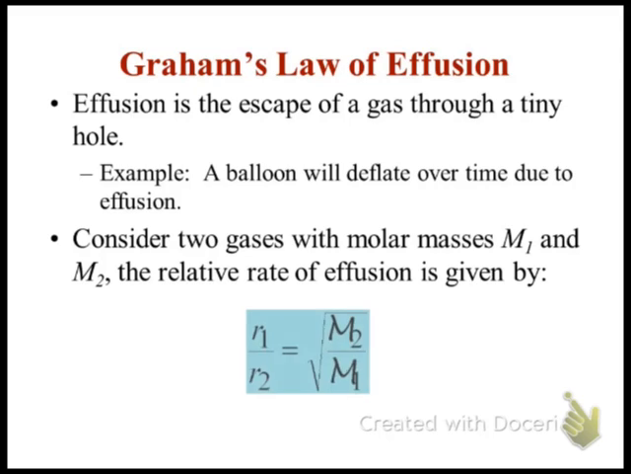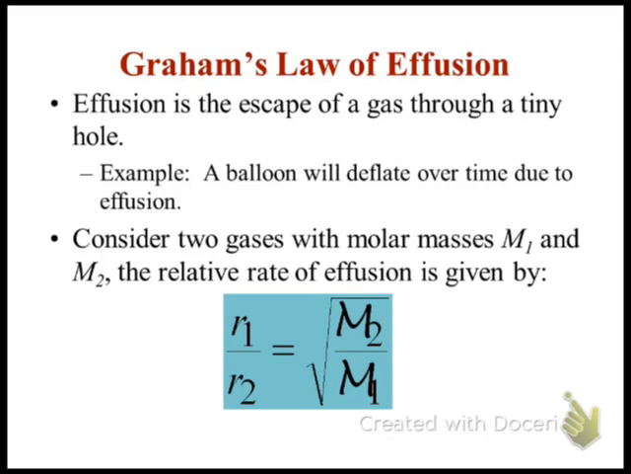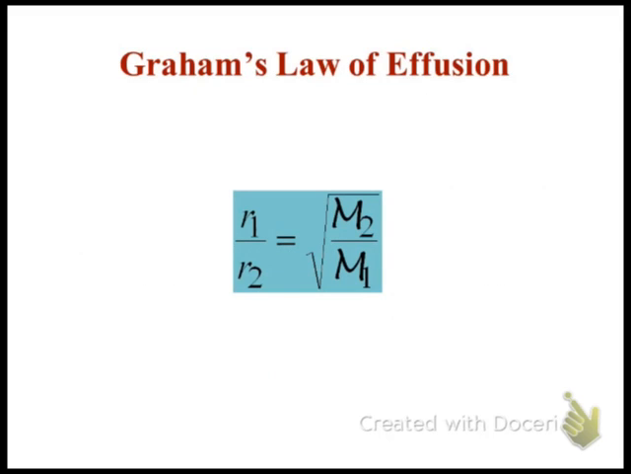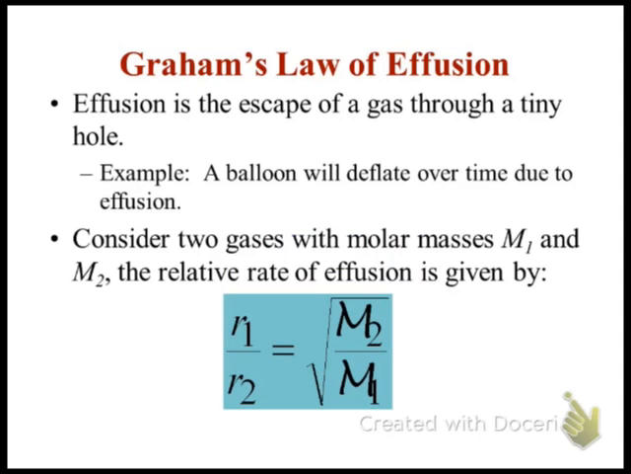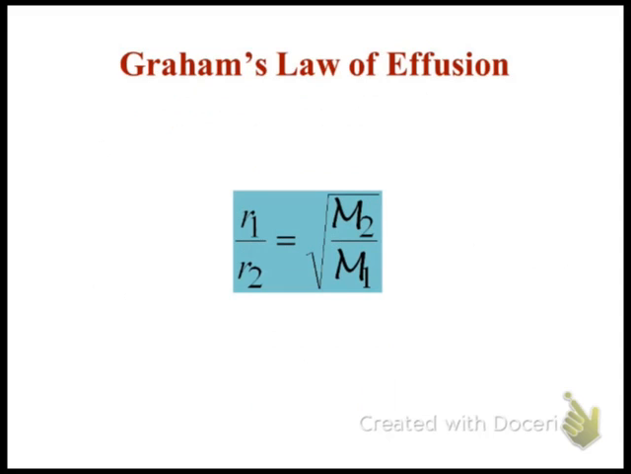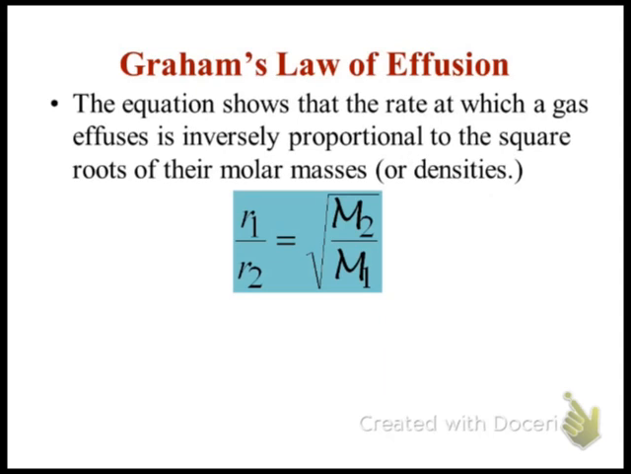Now, consider we have two gases in play in this. We'll say that there's an inverse relationship for our rate 1 over rate 2 is equal to the square root of the molar mass of our second gas over the molar mass of our first gas. They're going to have a different ratio, depending on how I continue to go through this.